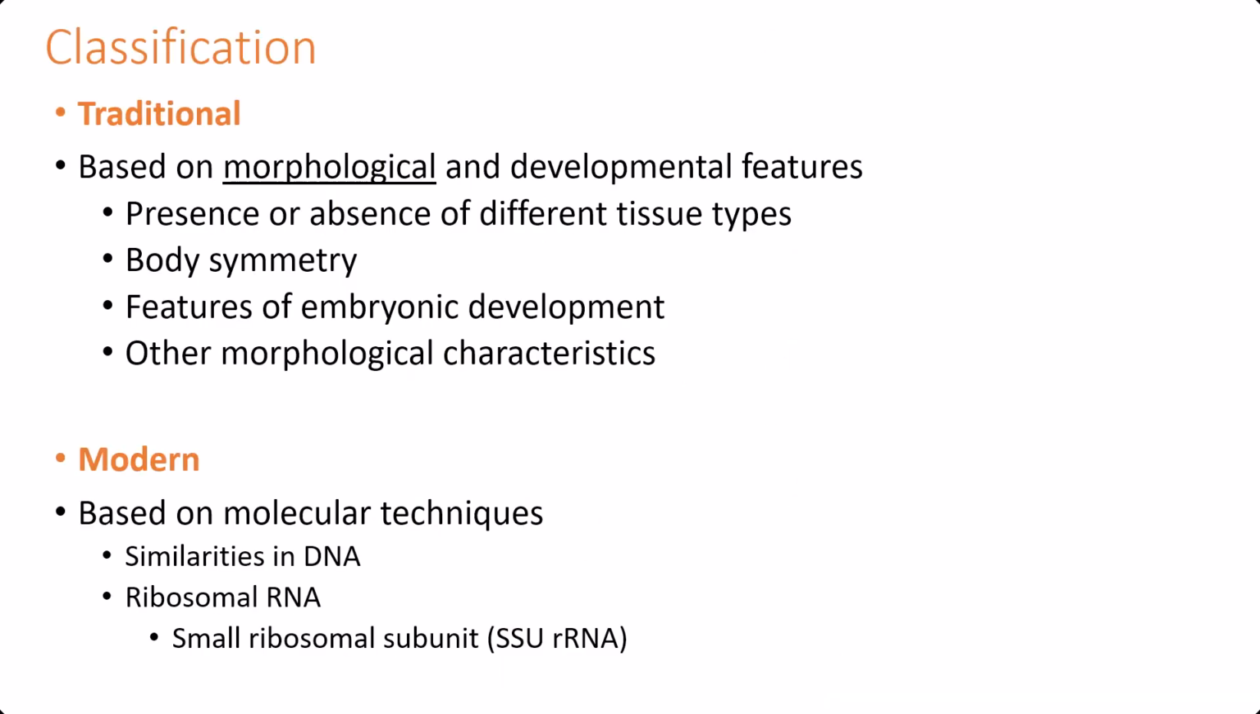Traditionally, when we classified animals, it was based on morphological and developmental features. We would look at the presence or absence of different tissue types, their body symmetry, features of their embryonic development, and other things that we could actually see unassisted or maybe with a microscope. Modern animal classification is based more on molecular techniques. So we look at similarities in DNA, similarities in ribosomal RNA, and in particular, the small ribosomal subunit has been important for classifying organisms and teasing apart the branches of that tree of life.